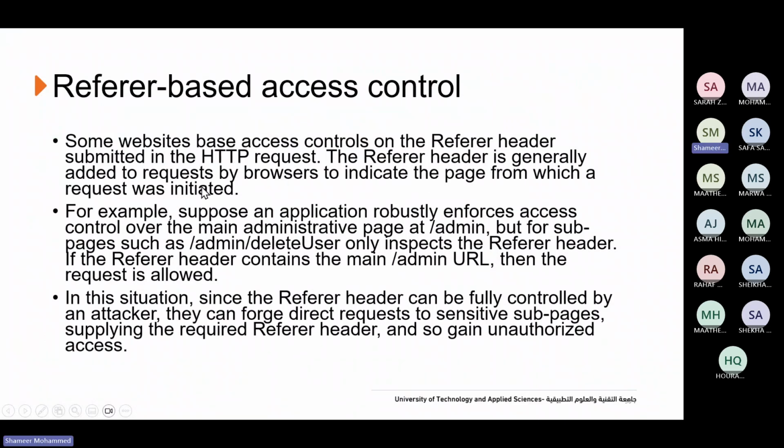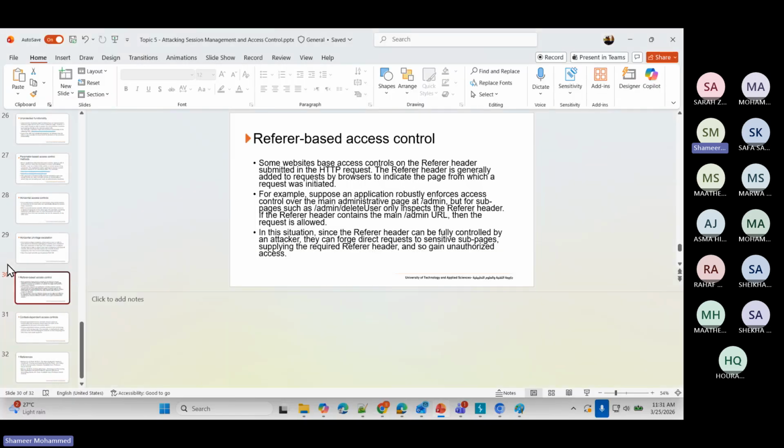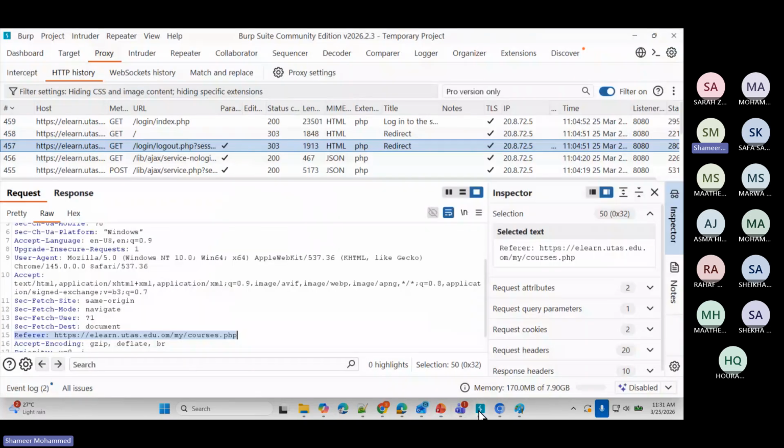The referrer header is added by the browser, and suppose the application robustly enforces access control to the main administrative page, it will come like this: /admin. In that referrer ID, you can see /admin. Now here you can see this one, my courses, coming from Utah's elearn utahs.edu.om.